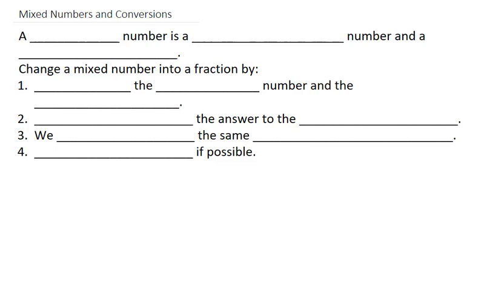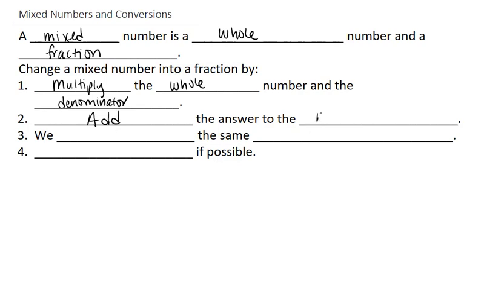Mixed numbers and conversions. A mixed number is a whole number and a fraction. And so for us, in order to change a mixed number into an improper fraction, we will do the following steps. We will multiply the whole number by the denominator. Then our next step will be to add the answer to the numerator.